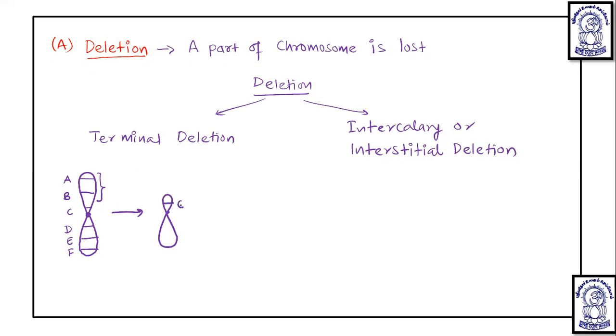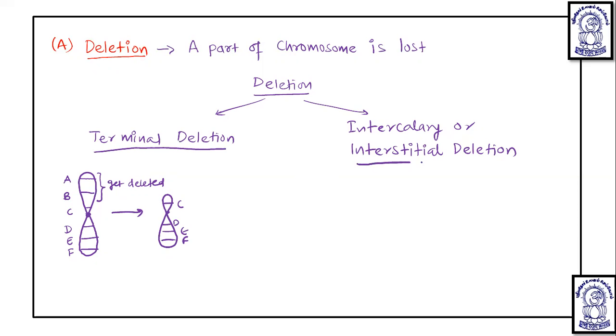This chromosome will have C, D, E, and F. Means this segment gets deleted. So due to the loss of the terminal segment of the chromosome, a single break is produced here, and particularly the chromosome gets shortened. The size of the chromosome is reduced due to this deletion.